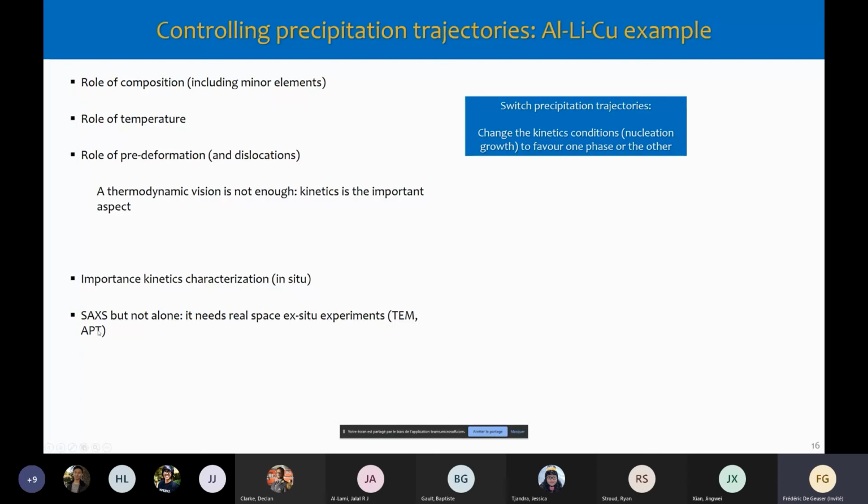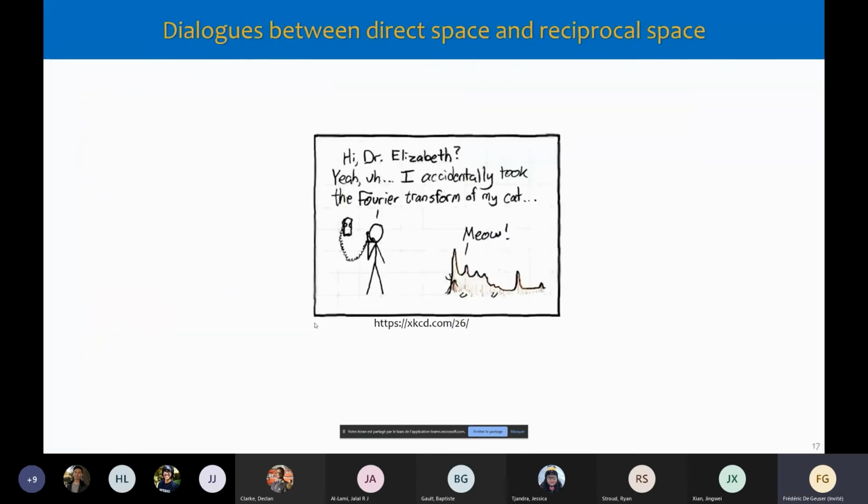So this is why I hope I convinced you that SAXS is a very interesting technique, but that it can't really be used alone. It needs real space ex situ experiments as well, TEM, atom probe, etc. And this actually makes the transition to the last part of the talk, which is something that I like to work with because it combines my two preferred techniques, which are SAXS and atom probe, and that's the idea of making really dialogues and interplay between reciprocal space and direct space using these two techniques, SAXS and atom probe.